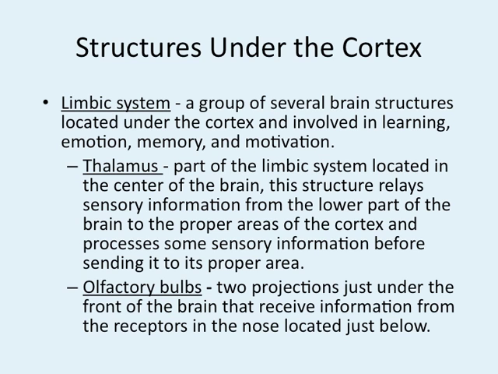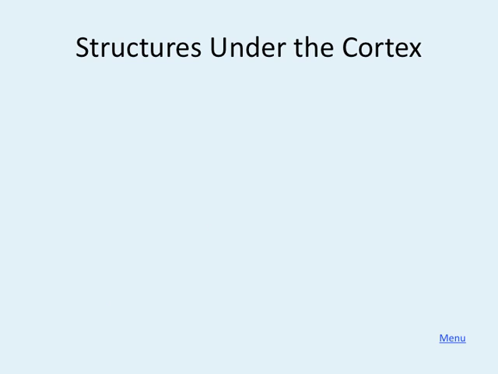Now, the olfactory bulbs are two projections just under the front of the brain that receive information from the receptors of the nose just below. We're going to get much more into this information of where the specific receptors are for each of our senses coming up in just a moment.